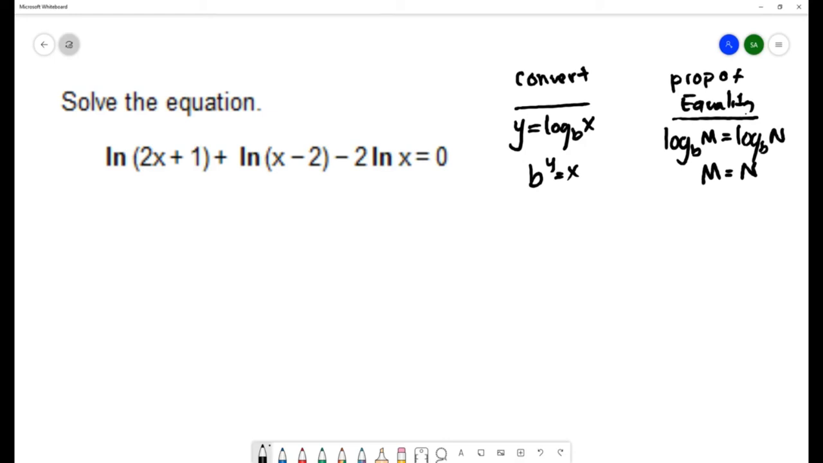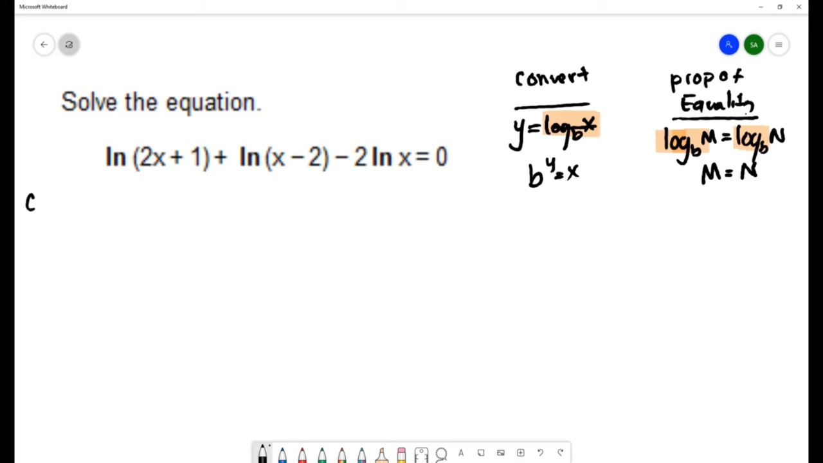So when you have these two in your mind, what I'm noticing is that this has log only on one side, and this has log on both sides. So when I look at this equation, I notice that my log is all on one side. So I might think to use the converting method. Let's take a look at how that comes out.